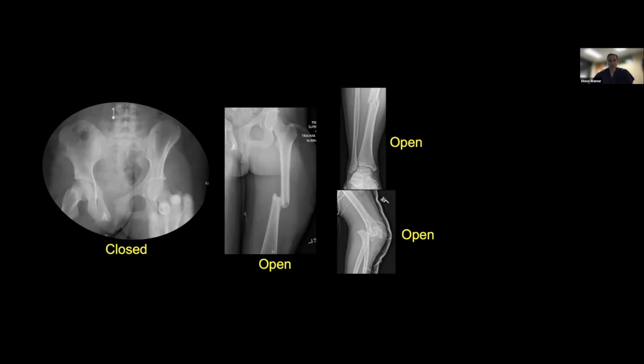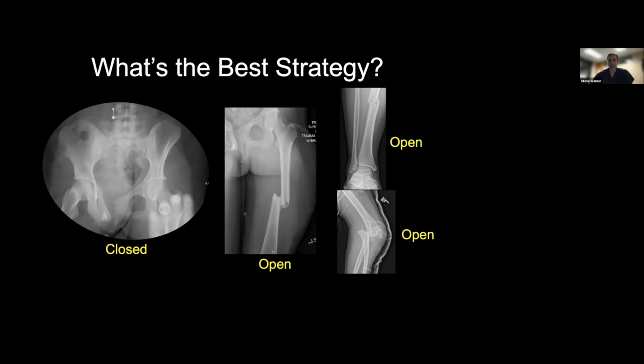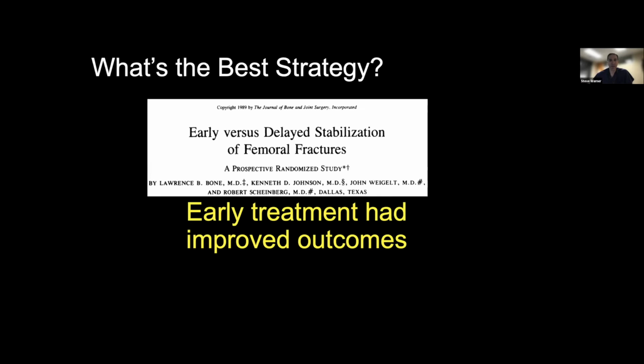If we look at patients like this with these types of injuries and this polytrauma status, to minimize these complications and mortality, what is the best strategy to do this? I think it's always important to go back briefly into history and know where we came from and how we got to where we are now.